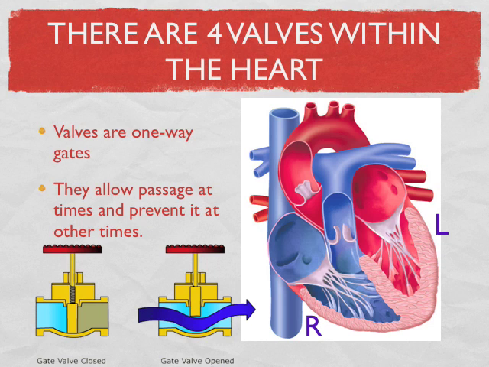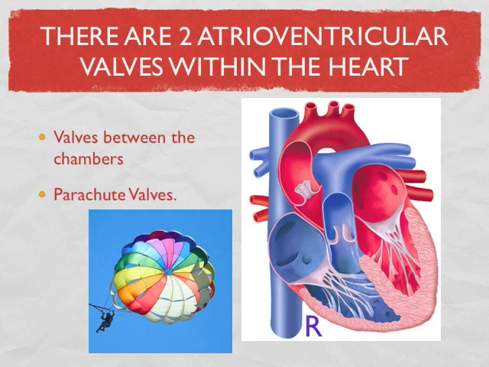4 valves. Now let's look at 2 at a time. Okay? There are valves between the chambers. So look for a valve between the atrium and the ventricle on the right-hand side. Look for a valve between the atrium and the ventricle on the left-hand side. These are called atrioventricular valves. Does that make sense? Right? The name tells you where it is. It's between the atrium and the ventricle.